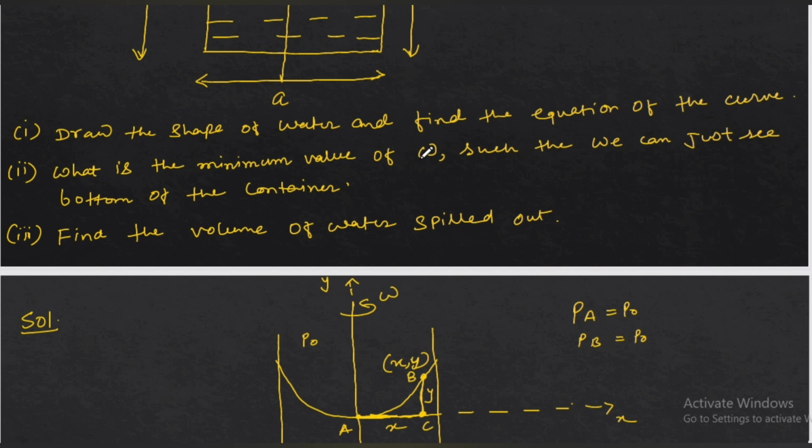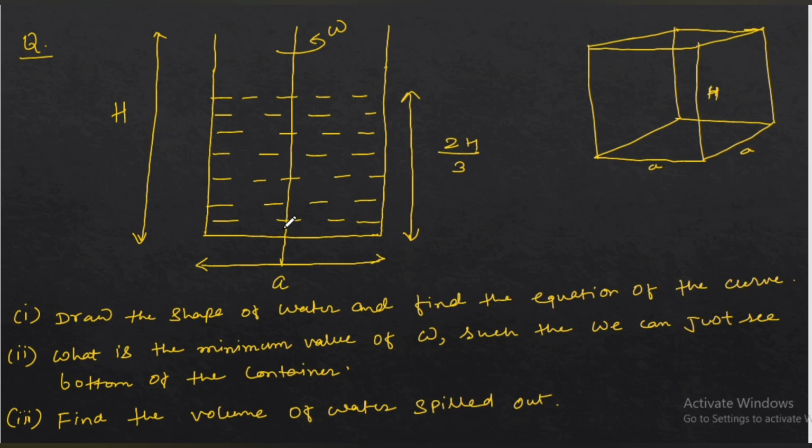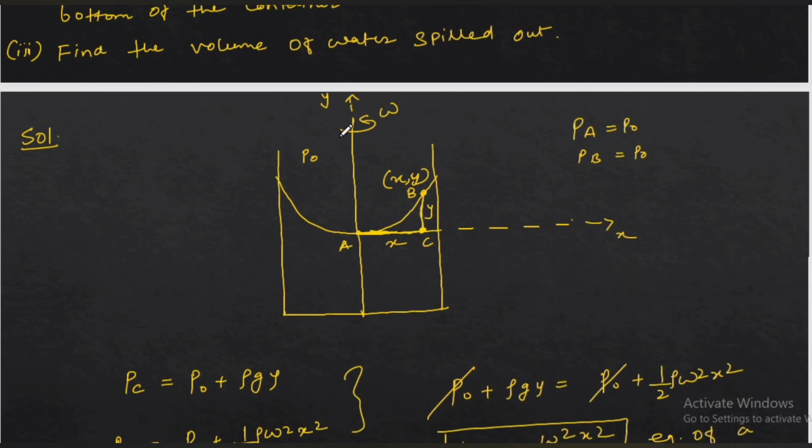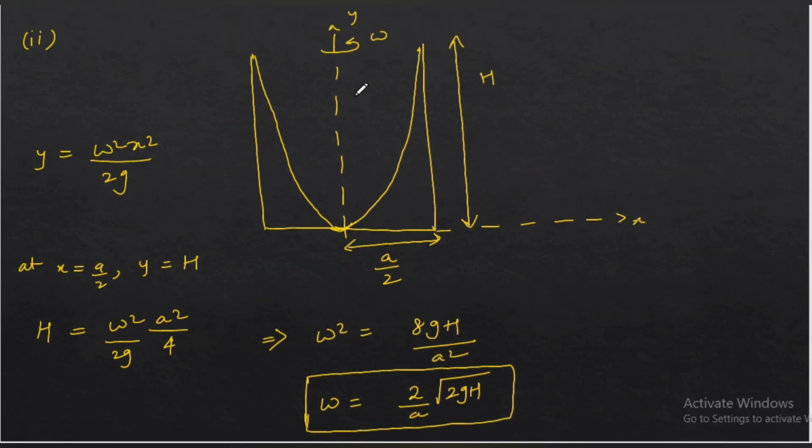What is the minimum value of omega such that we can just see the bottom of the container? So think about it. If you increase omega, this parabola will become like this. If you keep on increasing omega, somewhere it will become like this. Here is the proper diagram. We have to find the value of omega for which the bottom is just visible, meaning the shape of the parabola is like this.